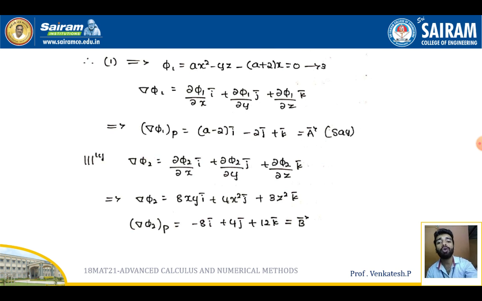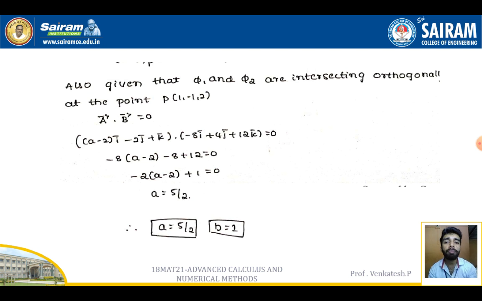Del pi 2 is given by dou pi 2 by dou x i cap plus dou pi 2 by dou y j cap plus dou pi 2 by dou z k cap. It will be del pi 2 is equal to 8xy i cap plus 4x square j cap plus 3z square k cap. At the point P, I'll be having minus 8i plus 4j plus 12k. Call this equation number B. Since the two surfaces are orthogonal, I'll be having what? A dot B will be equal to 0.